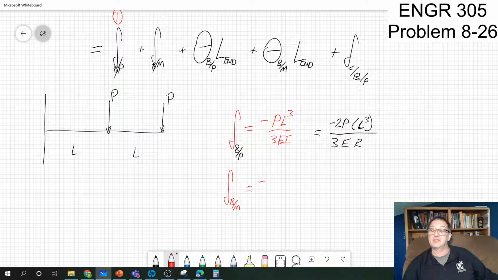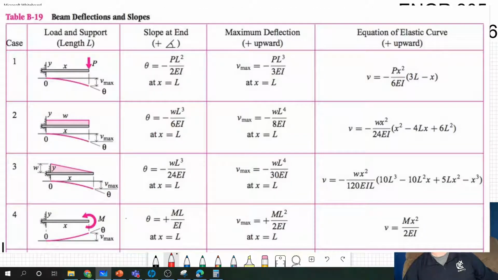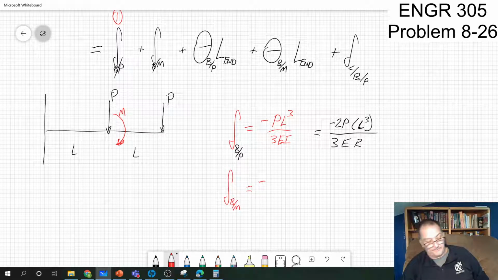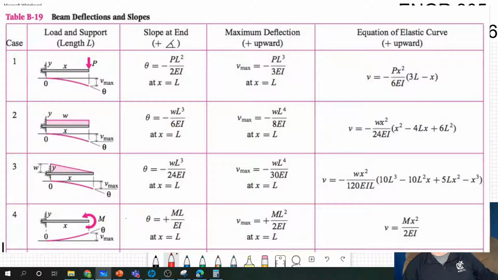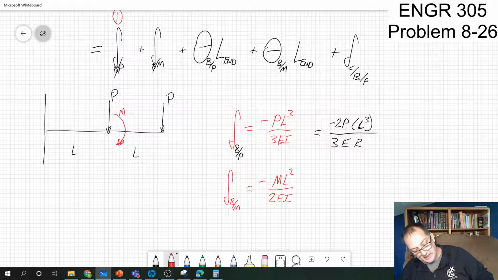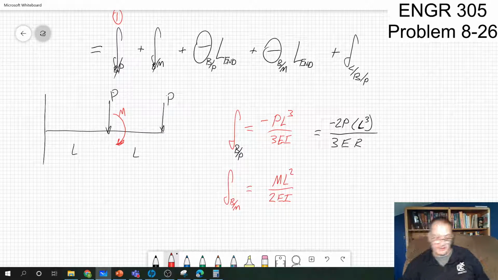I'm going to look at that equation. So this is now going to be the moment, and this is the deflection based on that moment. The deflection equation is ML squared over 2EI. Now it's positive because they're showing me a positive moment. But that's my moment, right? So it's a negative moment, so it's going to be a negative ML squared over 2EI.